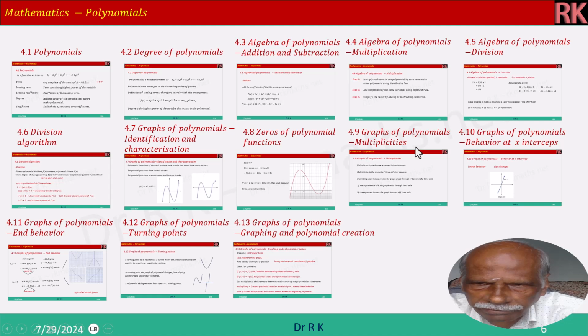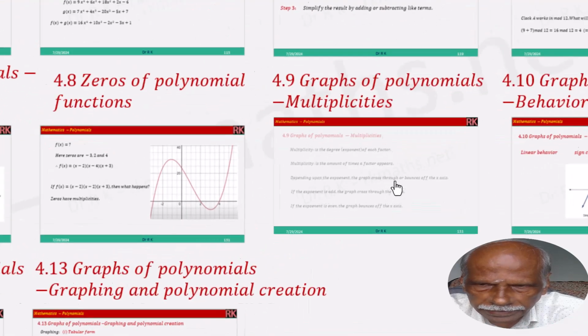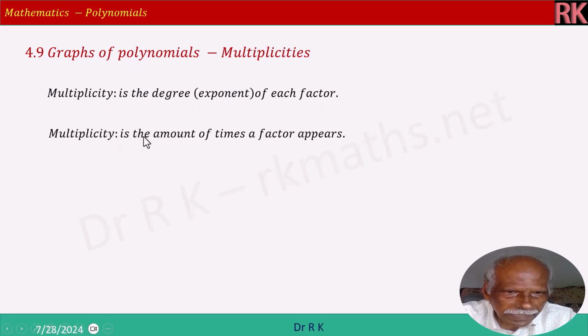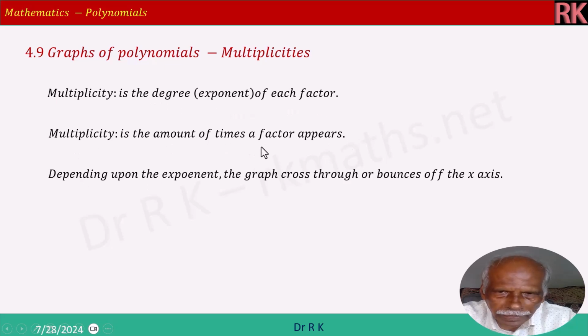Now we will see graphs of polynomials, multiplicities. Multiplicity is the degree of each factor. Multiplicity is the number of times a factor appears. In (x minus 2) squared, that 2 appears 2 times. Depending upon the exponent value, odd or even, the graph crosses through or bounces off the x-axis.